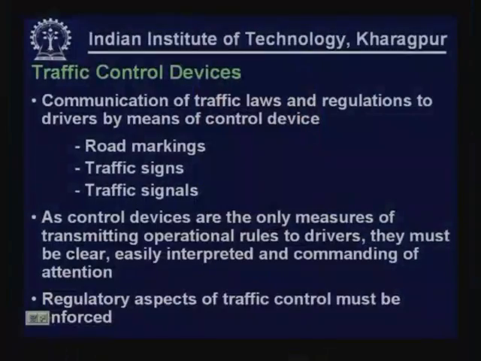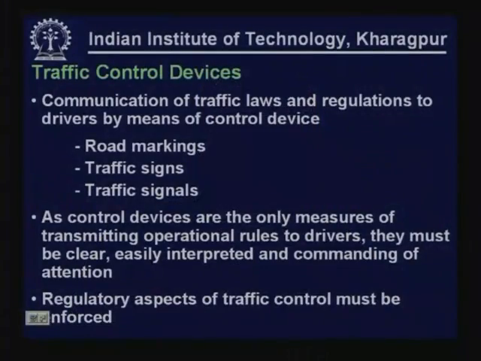Finally, the traffic control devices, remember that they are for the communication of traffic laws and regulations to drivers. So, through control devices, we tell drivers about the laws, what they are supposed to do, what they are not supposed to do, and there are different control devices like road markings, traffic signs, traffic signals. And remember that control devices are the only measures of transmitting operational rules to drivers. When vehicles are traveling, they all know about the operational rules and regulations through the control devices.